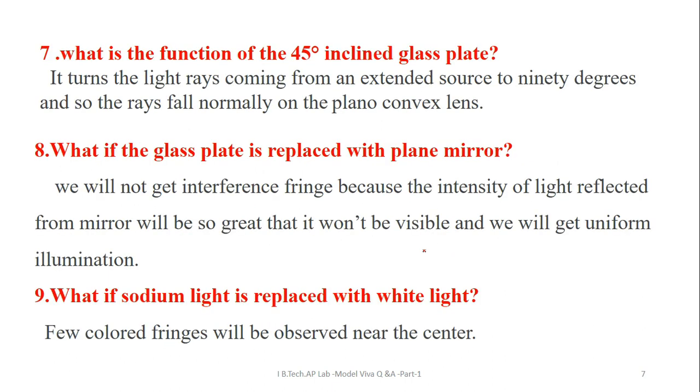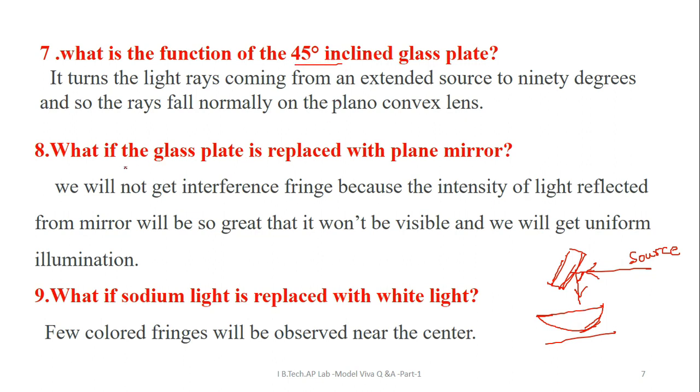Now, what is the function of the 45 degrees inclined glass plate? If we observe the Newton ring experiment, there will be a glass plate we use, whenever the light rays are coming from this side. Here we have the lens we are keeping. Once the light falls on the 45 degrees plate, it turns the light rays coming from the extended source by 90 degrees. So this is the source; from this side it is coming, and once it interacts with the plate, it will be reflected 90 degrees. It will do the job if we keep it at 45 degrees.